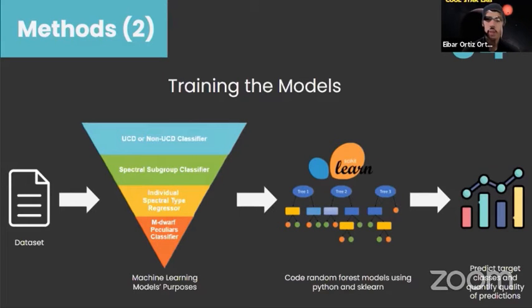These models are constructed with Python and the scikit-learn library, which hosts a wide range of machine learning models. And after we train each random forest, a quantification of the quality of prediction is made to assess the performance of each model.